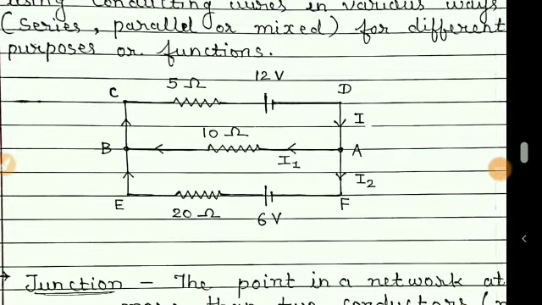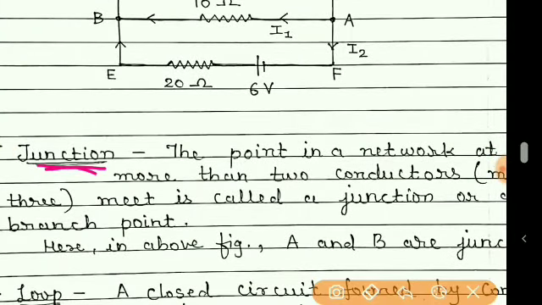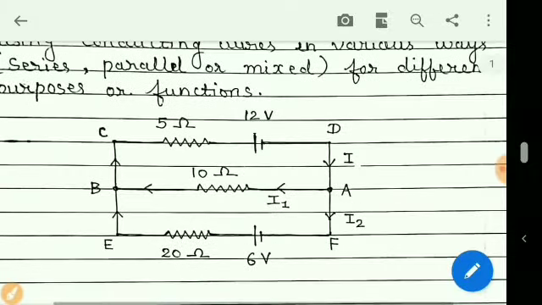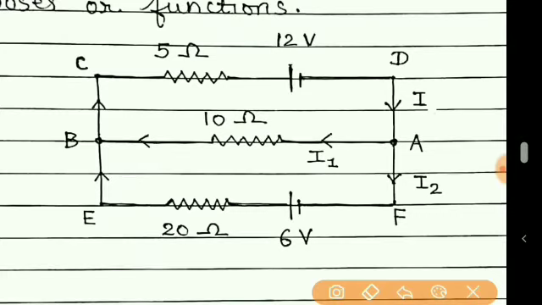Now in a network there are junctions as well as there are loops. Now what are these junctions and the loops? So students, in this network you can see here at point B there are 3 wires meeting. Even at point A also you can see there are 3 wires. 3 connecting wires are meeting at point A.